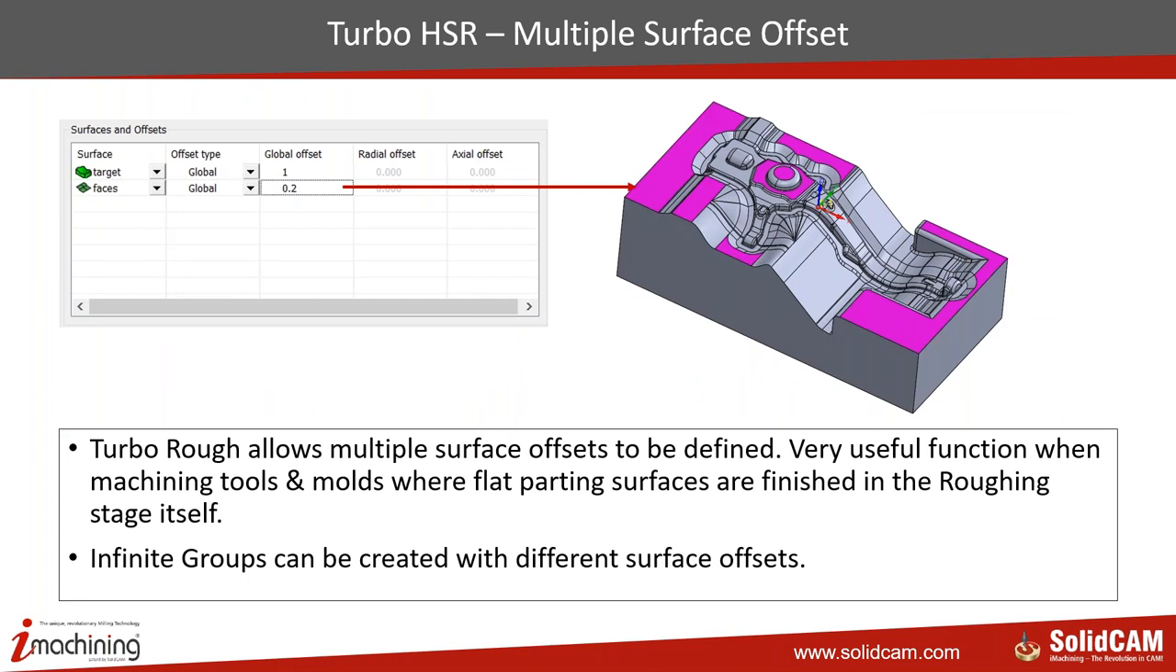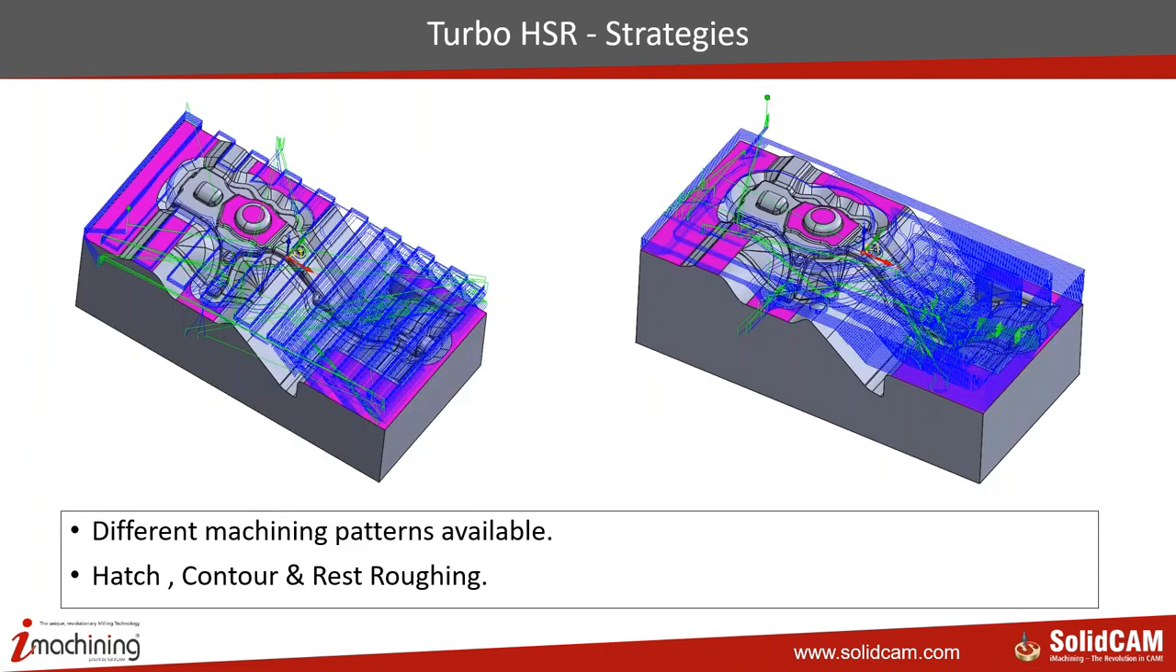We also have multi-surface offset. That means you can create an infinite number of groups of surfaces and provide different offsets to these groups. For example, in the example that you see, the blue surface will have a 1 millimeter offset, and the pink surfaces, which are basically flat surfaces that I have isolated, I could give a 0.2 millimeter offset. So I'll have very little material remaining on the horizontal areas and 1 millimeter remaining in the other areas. So you can create infinite groups like this. Strategies are basically hatch and contour, so we can do that.